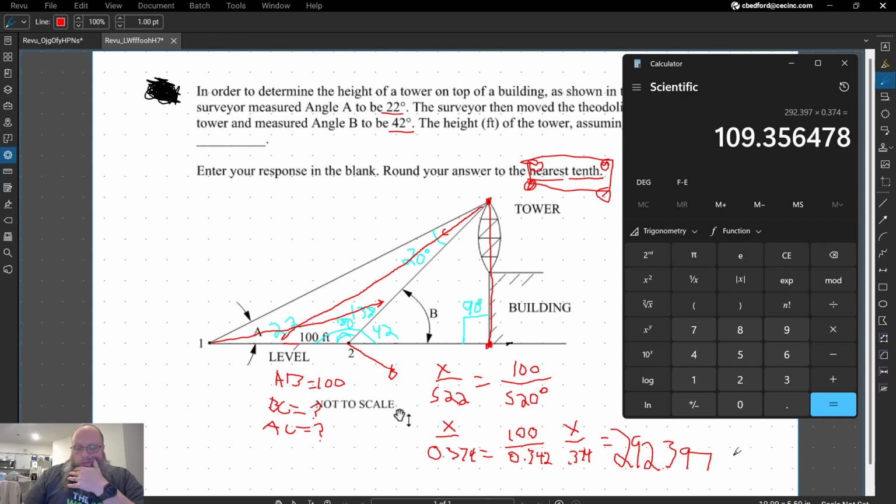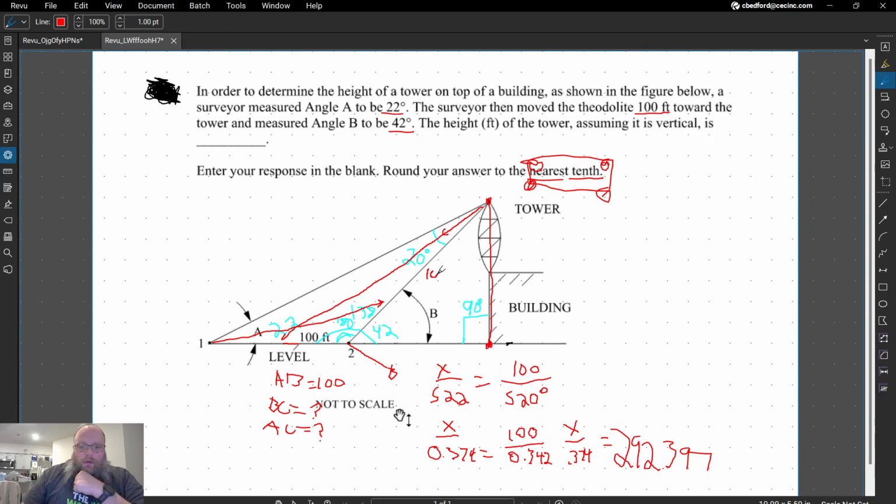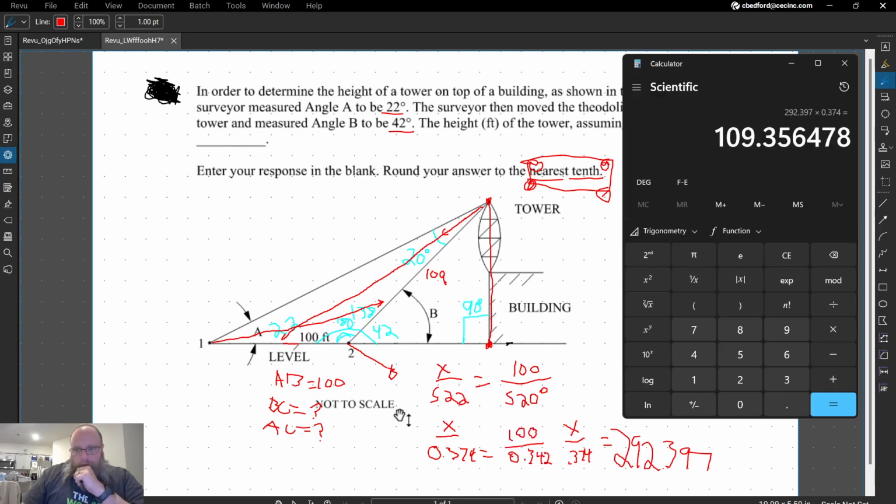So x, right? So we broke that down. Remember, originally x was the one that was opposite of 22. Right. So this one here, the one that this angle is pointing to, the length of this line is 109.356.